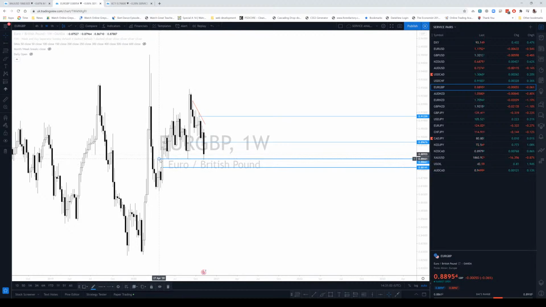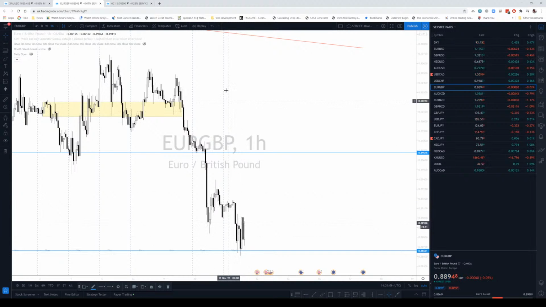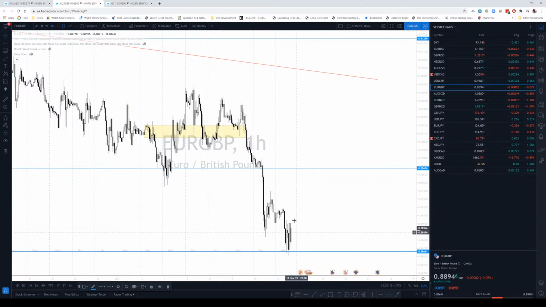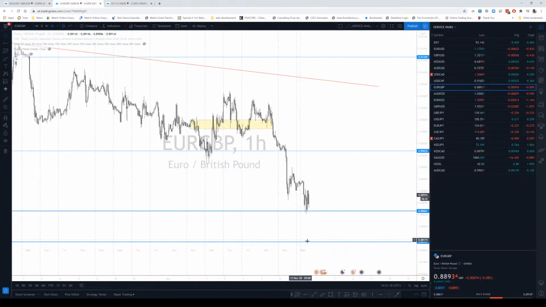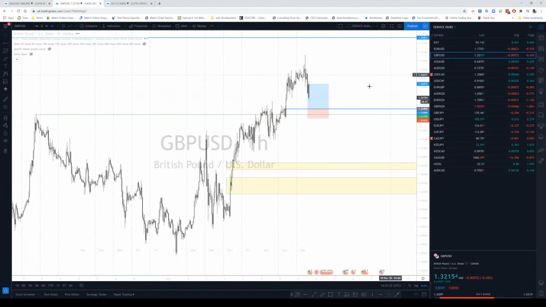I don't think this is enough. This is just a shallow run. It can't be enough to send price higher, but it's just too shallow in my opinion. I would like to see them drop down deeper into this one, and then once you get here, then I will start looking for a sell on British pound.